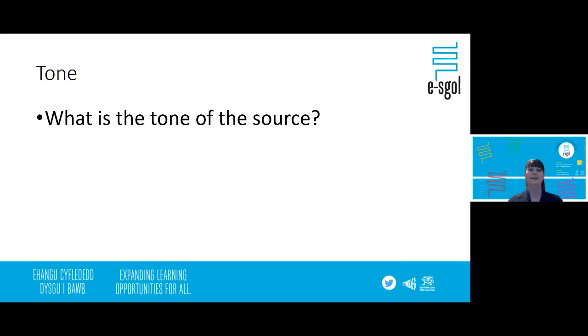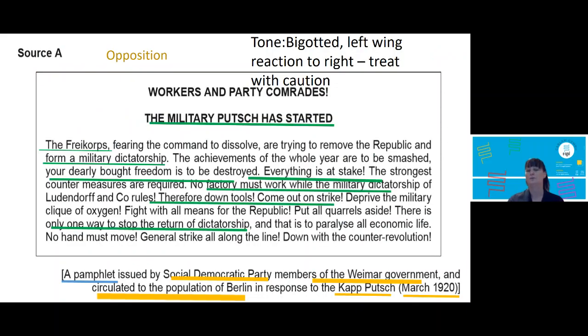Now, when you look at the language, you need to look at the tone of the source. How has it been written? So this pamphlet is quite a bigoted pamphlet. OK, it's a left-wing reaction to the right. So we would treat it with caution because of that.